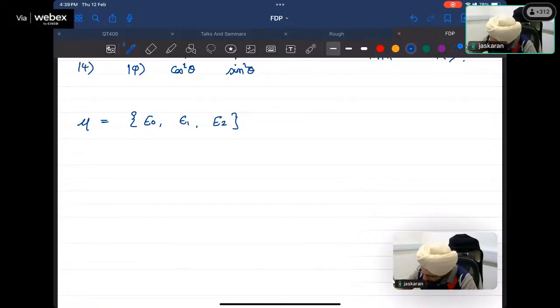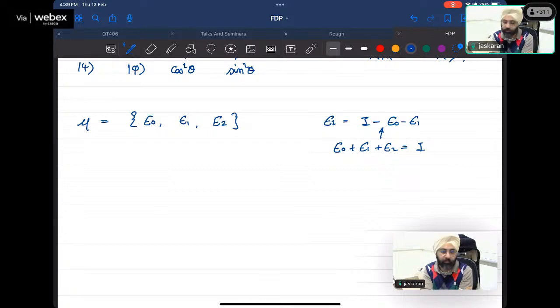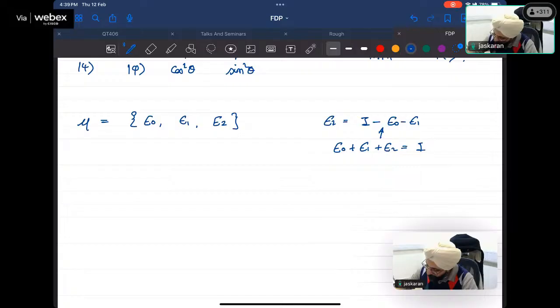Such that the outcome E2, or the operator E2, is identity minus E0 minus E1. Remember, we have the completeness relation E0 plus E1 plus E2 equal to identity. Using this completeness relation, I will just write down the last outcome that I have. We are now left with defining what E0 and E1 are.